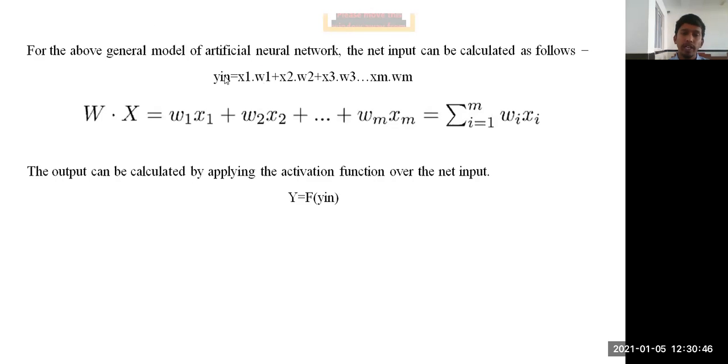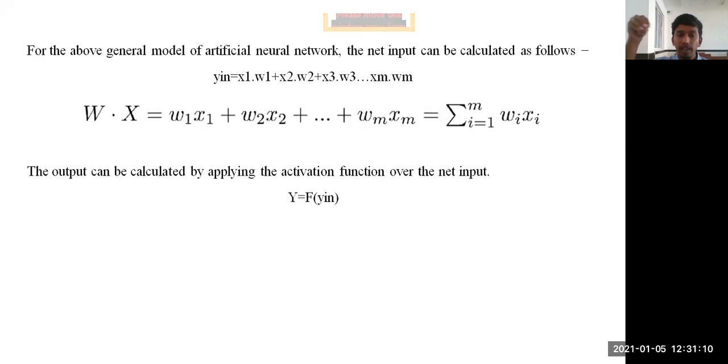Okay, so y in that is w into x, which is equal to x1 into w1, x2 into w2, and so on till the n number of input variables whatever you are giving. So finally, it is a summation value of wi into xi, where i equals 1 to m. So however many input variables you take, that many dot products will be computed and summed into a single place.